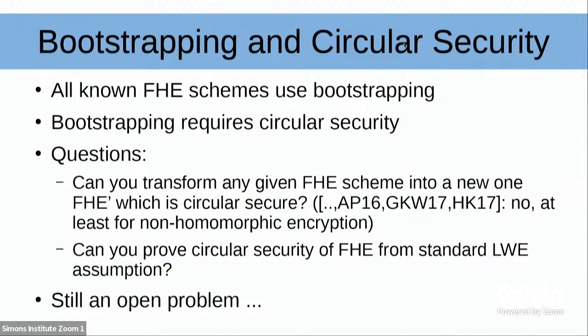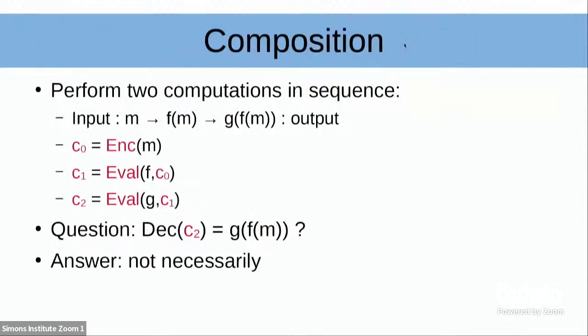I want to take a different look at the problem of building fully homomorphic encryption and try to identify what this difficulty is. In order to do that, I look at a different problem, the problem of composition. Consider the following setting. You have a message M, and you want to perform a sequence of computations on it. First, you apply a function f on it to get a new message, f of m, and then you apply another function, g, to f of m to get g of f of m.